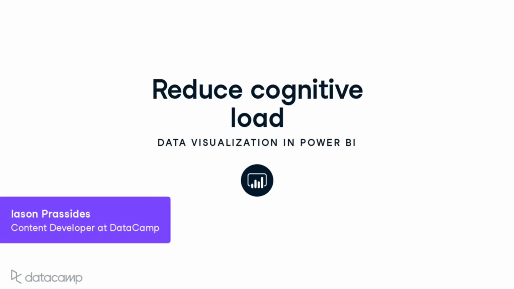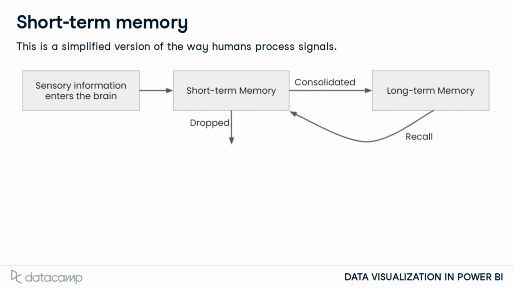Let's talk about short-term memory and cognitive load. Here is a very simplified version of how humans process signals. Sensory information enters the brain and enters short-term memory. We act on that short-term memory and either drop the information or consolidate it into long-term memory for more permanent storage. When we need that information again, we recall it into short-term memory to use it.